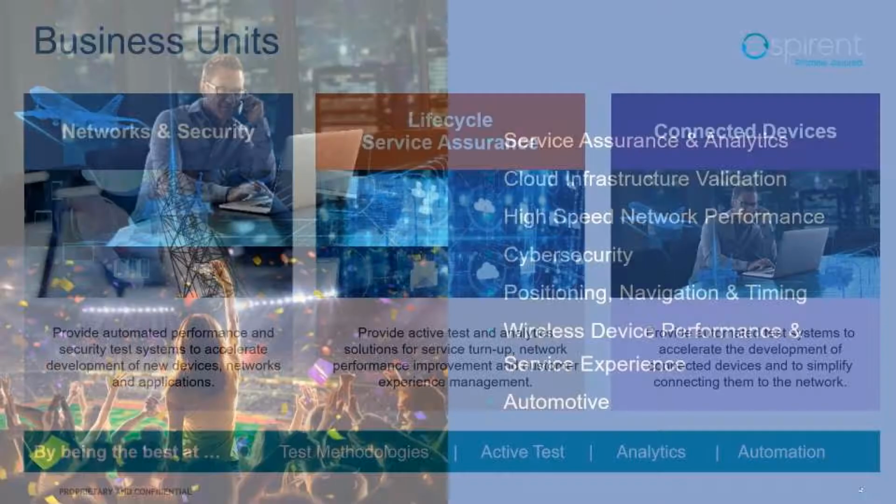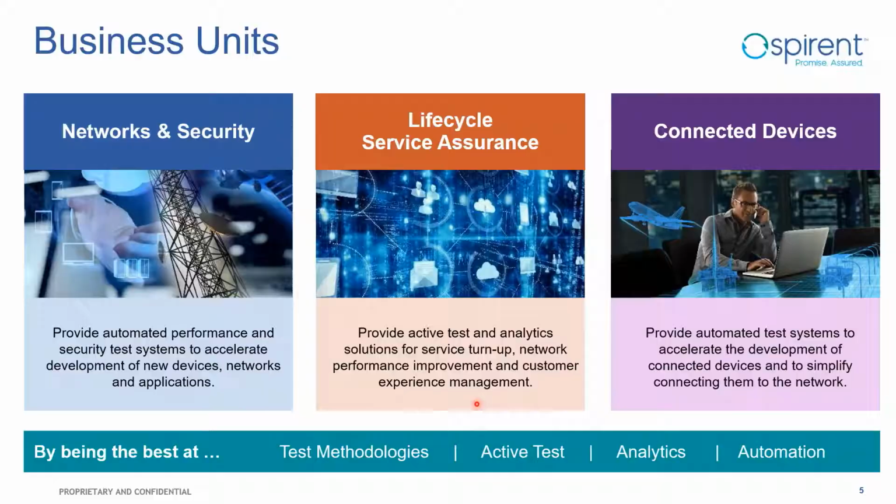To address all those different market segments, the company is divided into three business units: network and security, lifecycle service assurance, and connected devices. In each of them, we provide products and services. The solutions aimed at testing mobile core networks, both in lab and live environments, are part of the lifecycle service assurance business unit.